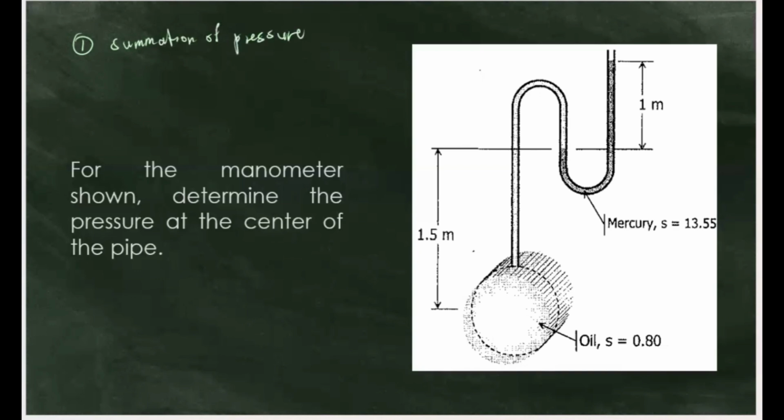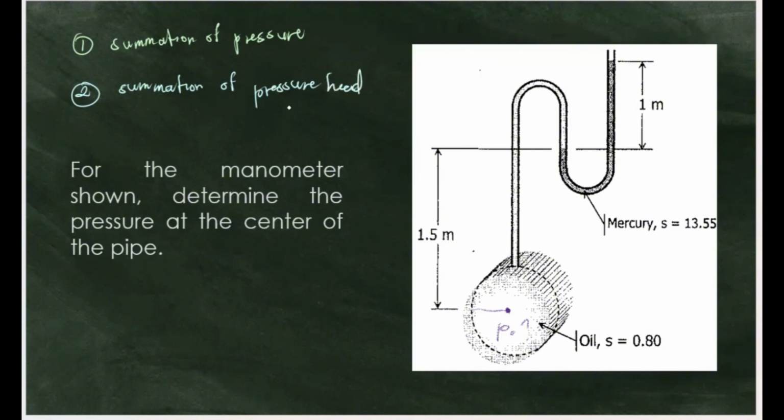We know from this problem that the pipe, as stated, the center of the pipe is here, let's say at 1.5. This is the point with the pressure. What is being asked is the pressure at this center point. So, we can sum pressure or we could have the summation of pressure head.